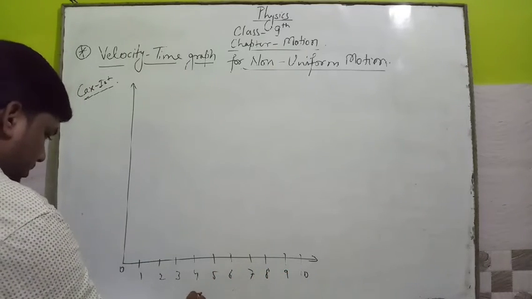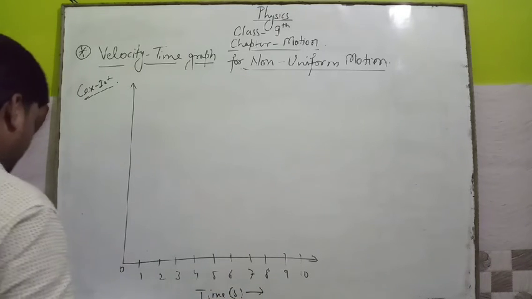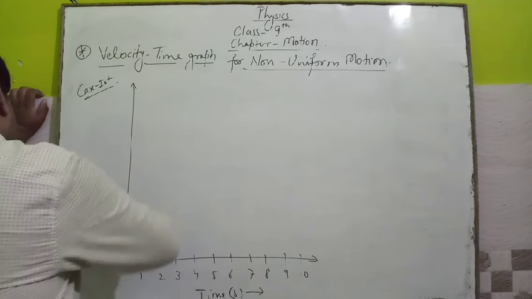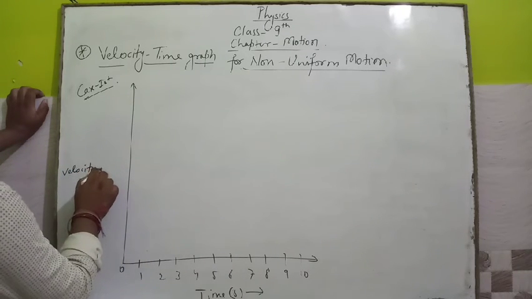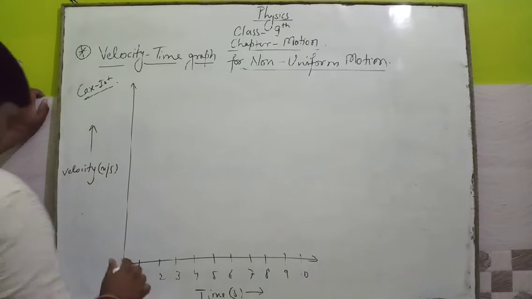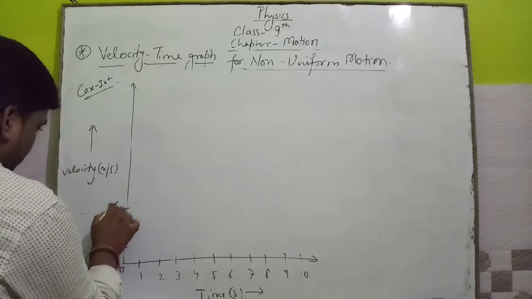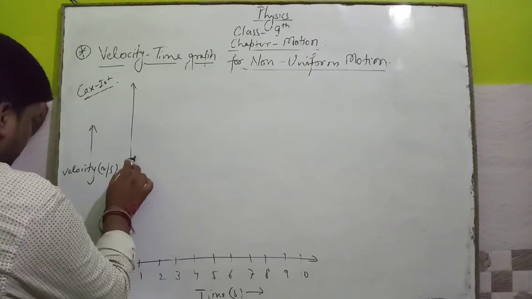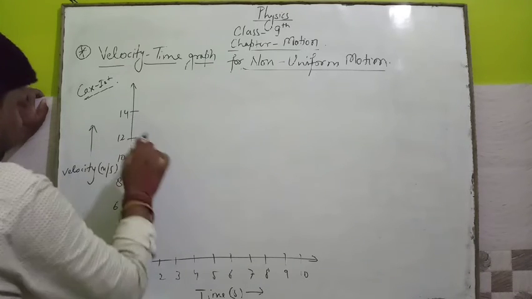This represents time in seconds. Clear? And this is velocity in meters per second. This is 2, 4, 6, 8, 10, 12, 14 and so on.